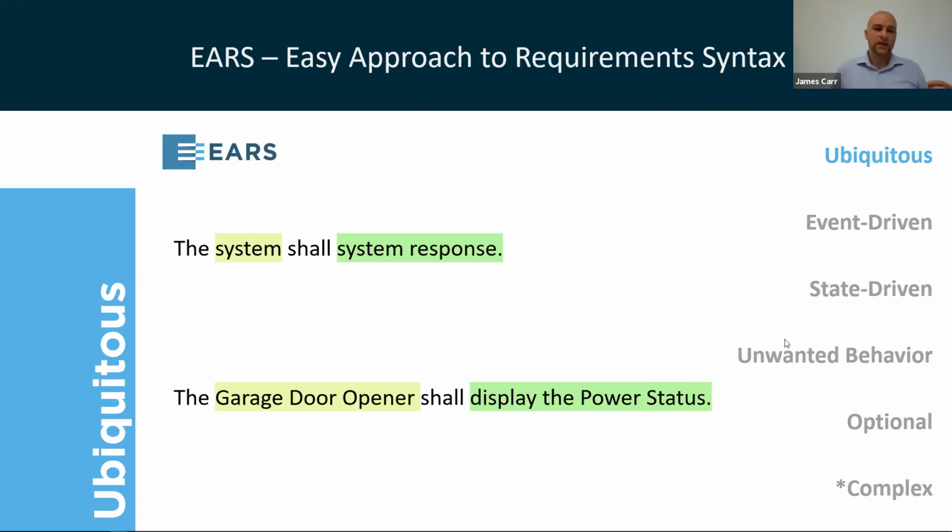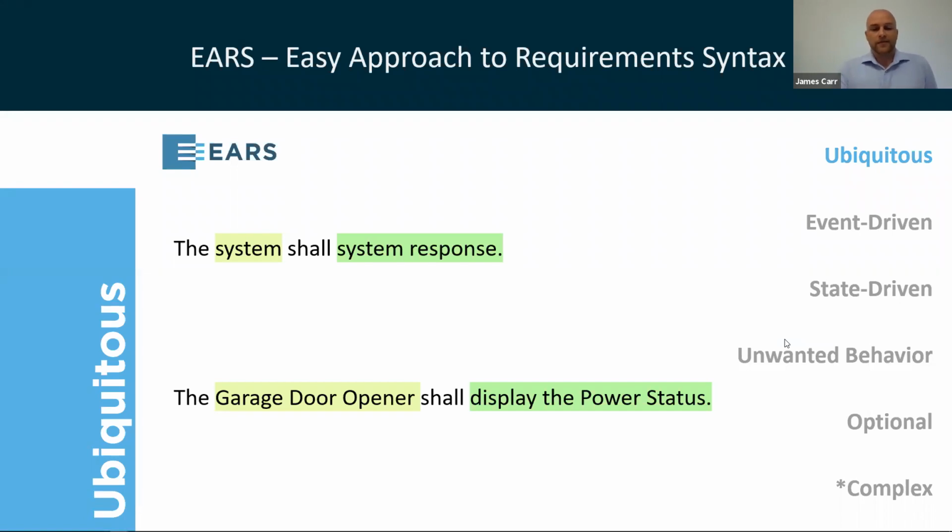Ubiquitous requirements are actually very rarely used in systems engineering because most of the time the system is responding to whatever state it's in or whatever event is happening around it or what the sensors are picking up. So with these complex requirements, very few of them are ubiquitous because most of the time, when it's in this state, it'll do this. When it's in that state, it will do that, or under a certain circumstance. The ubiquitous example at the bottom, the garage door opener shall display the power status, is true for all time. Whenever the system is activated, it will be displaying that in some way.